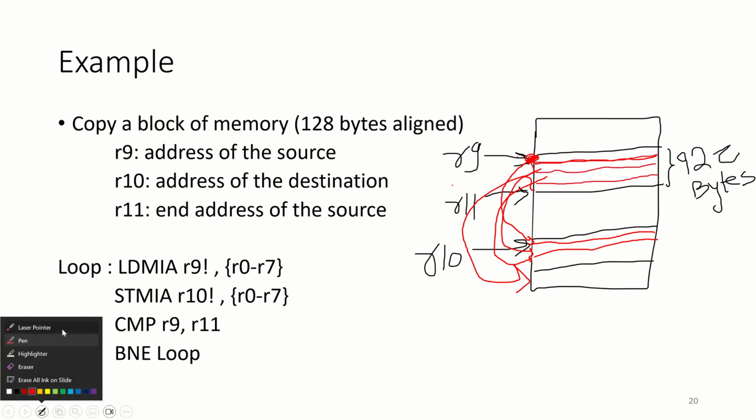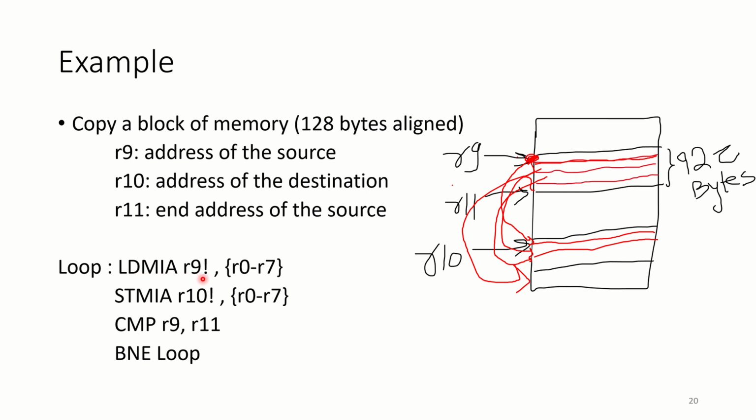Yes. So LDMIA R9!, R0 to R7. LDM means load multiple. We are loading multiple registers. So what are those multiple registers? R0 to R7. This is the convention, the rule, the syntax I have told you. R0 dash R7 means R0, R1, R2, R3, R4, R5, R6, R7. These are 8 registers, R0 to R7.